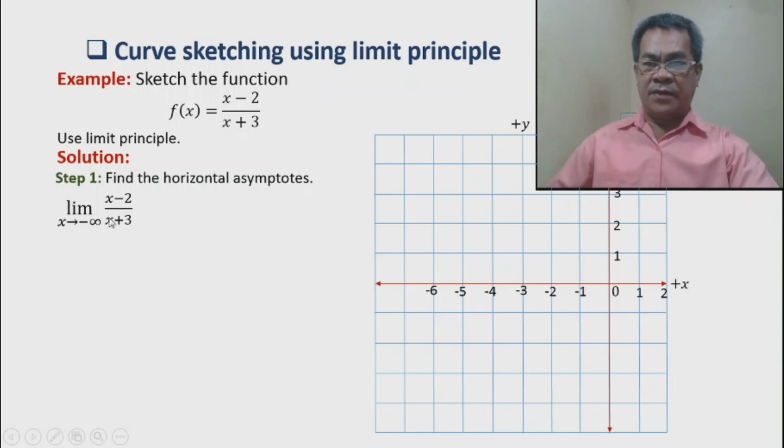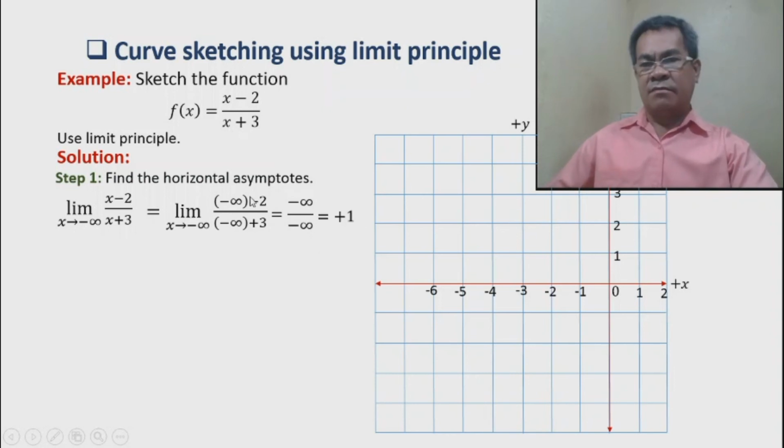So what will happen if you substitute here? The result is a large number, so this is negative infinity over negative infinity. This is approximately equal to what? Equal to 1, because this is almost the same. The 2 is a very small number compared to this number, so the infinite number will dominate.